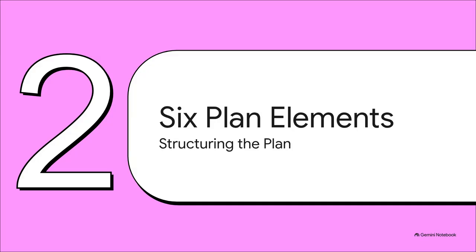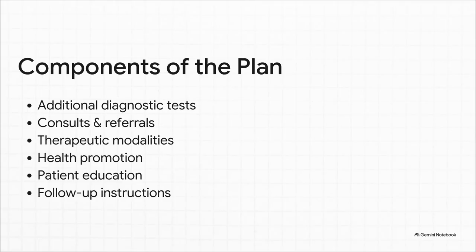Moving on to Section 2, the 6 plan elements. How do we actually build a note where absolutely nothing falls through the cracks? Think of a bulletproof plan as your roadmap for safe, ongoing care. It needs to hit these 6 specific elements. You need your additional diagnostic tests like labs or imaging. You need your consultations and referrals. Then, your therapeutic modalities, meaning both your meds and things like physical therapy. And you round it all out with health promotion, patient education, and highly precise follow-up instructions.